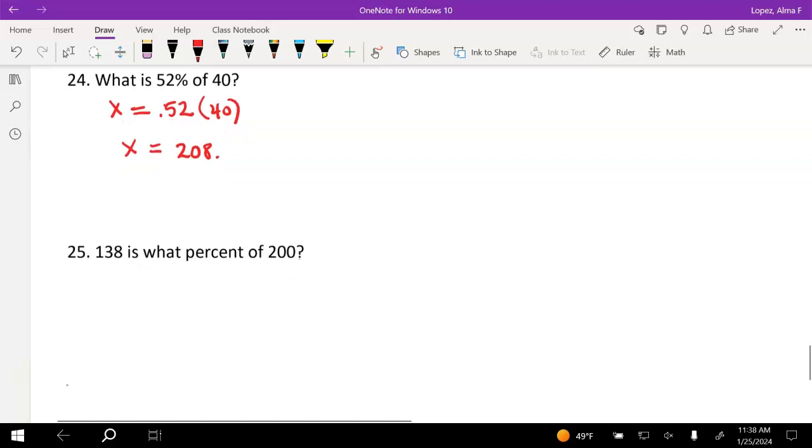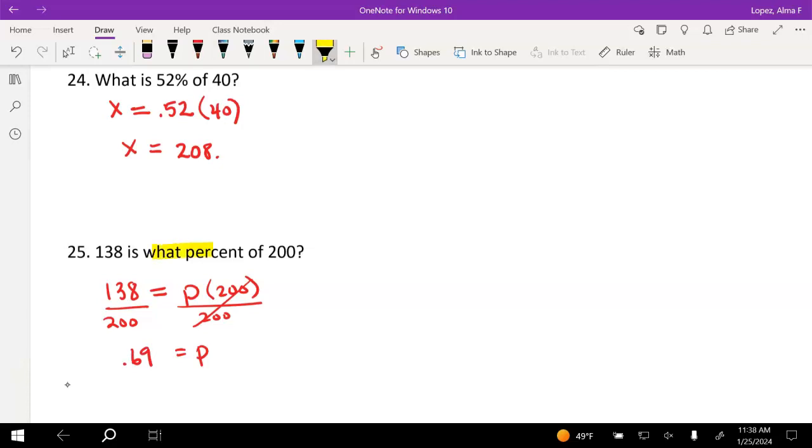And our last one, 138, is what percent? We're going to use P because it's a percent of 200. To solve for the P here, I'm going to divide both sides by 200 to isolate the P, and that's solved for. Now I'm going to divide 138 divided by 200. 0.69. That is not the answer. Because we were looking for a percent, the very last step is to convert that to 69%.